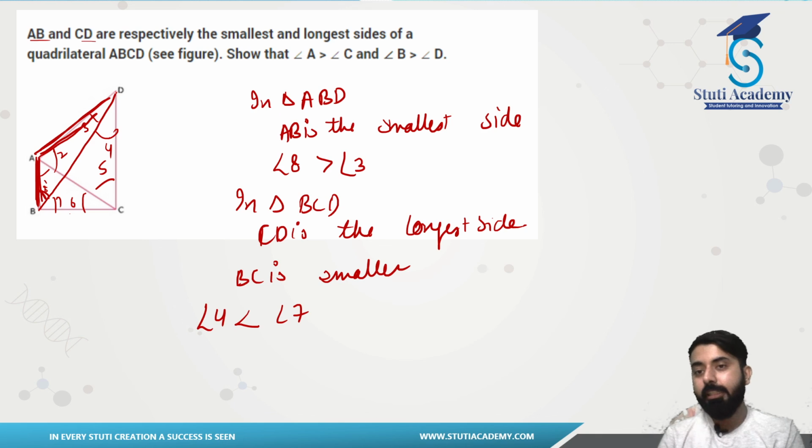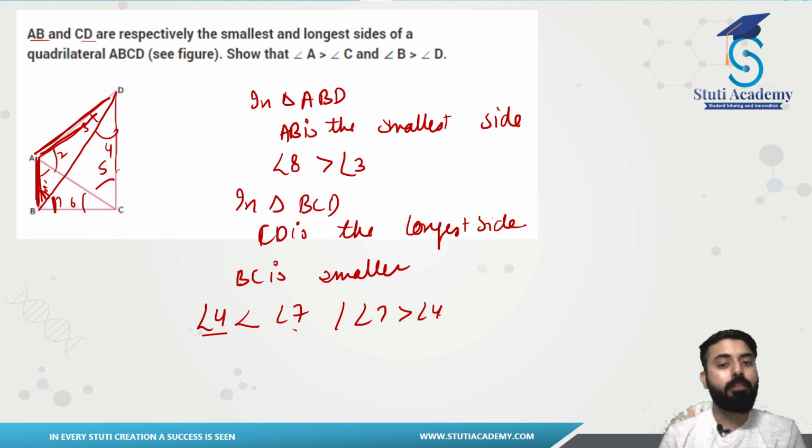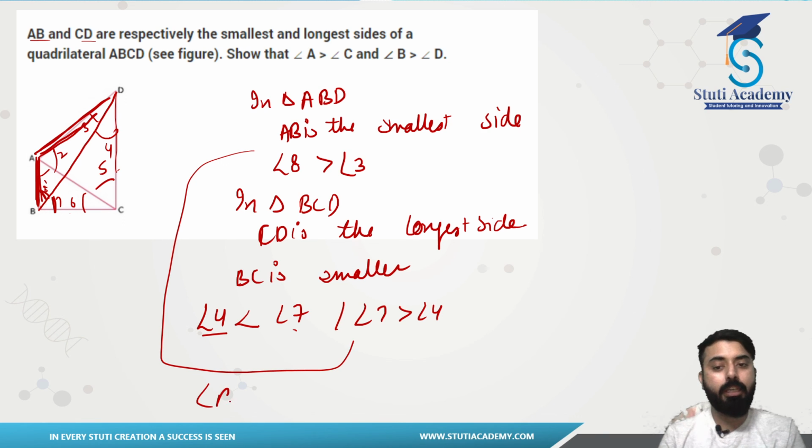Got my point? CD is greater, so the angle opposite to the greater side, which is angle 7, is greater than angle 4. So you can see angle 4 is less than 7, or angle 7 is greater than angle 4. Now add these two. Angle 8 plus angle 7 is greater than angle B. This is what you had to prove, right?